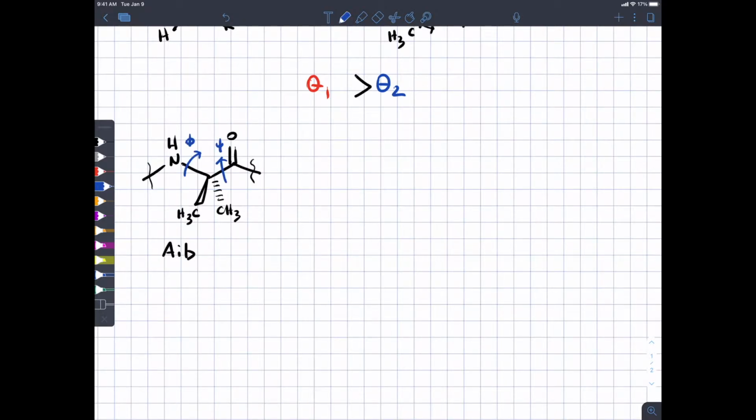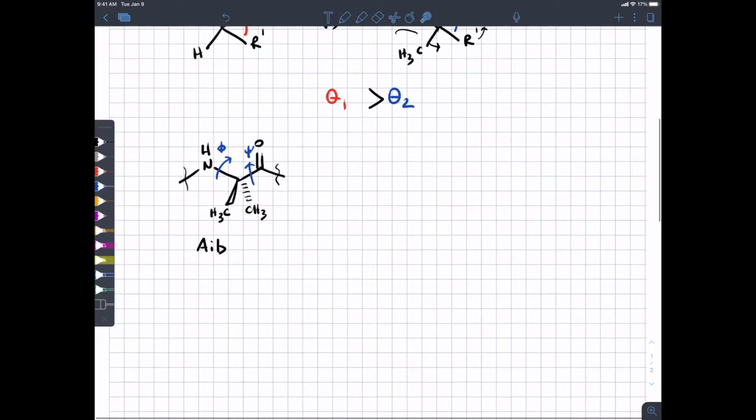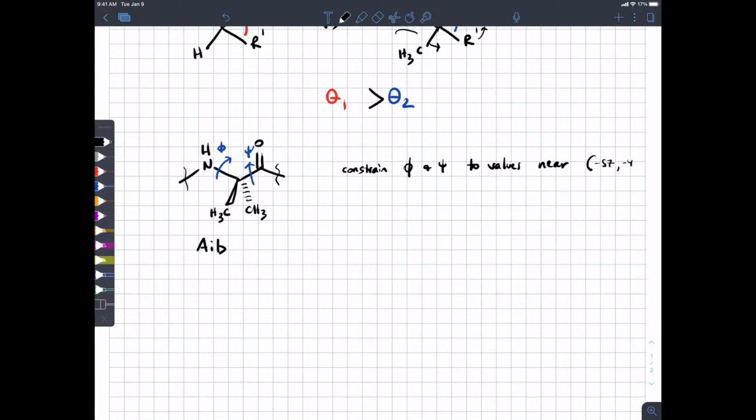We could draw those out if you wanted to. It's not necessarily that important for the discussion, but this same gem-dimethyl effect acts to constrain phi and psi to values near minus 57 and minus 47. Remember, those are the preferred dihedral angles for alpha helices.